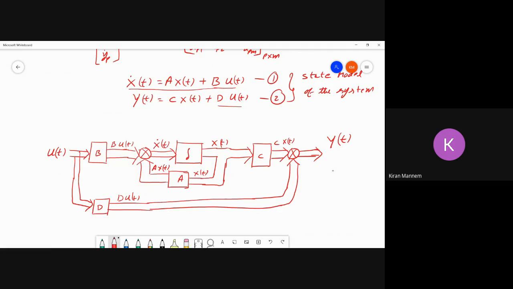Did you get it? So this is how you can draw the block diagram of these state equations, the state model of the system.